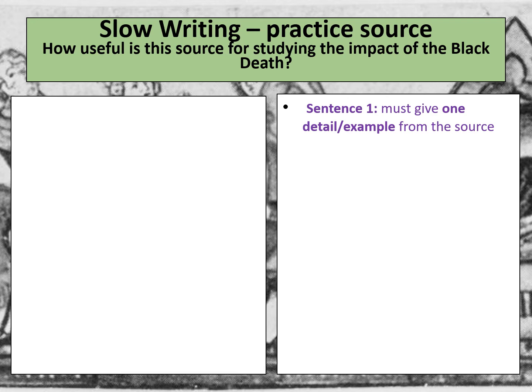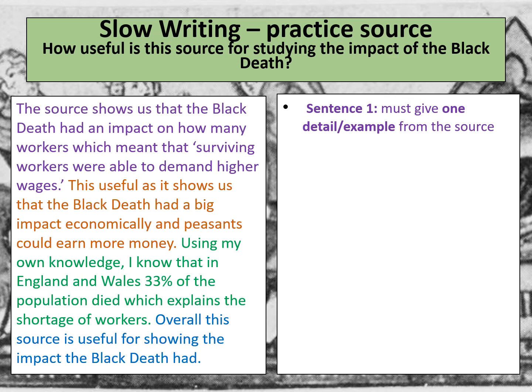Remember, sentence 1 must give a detail/example from the source. So here I've written, the source shows us that the Black Death had an impact on how many workers there were, which meant that the surviving workers were able to demand a higher wage. You can see here that I have directly quoted from the source. I've used the same language that the source does. This is what I mean by give one detail from the source.